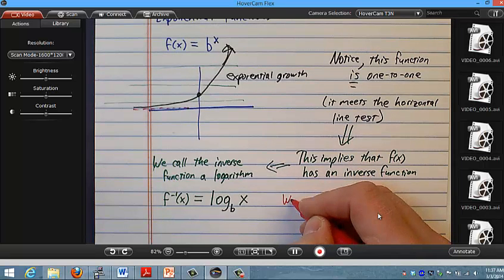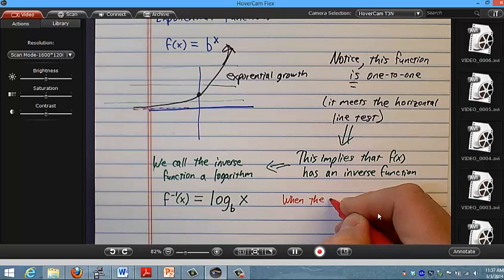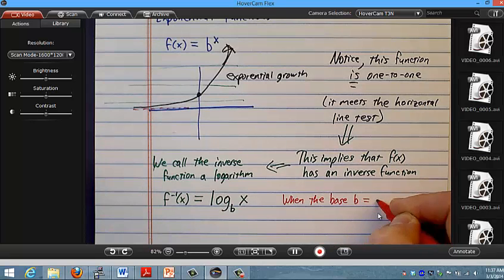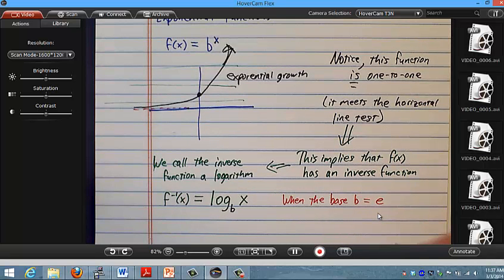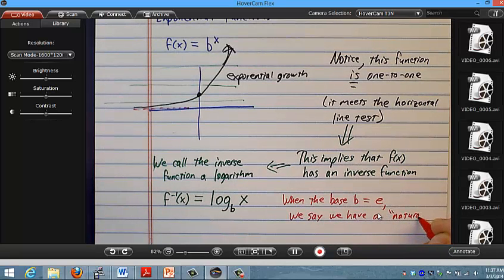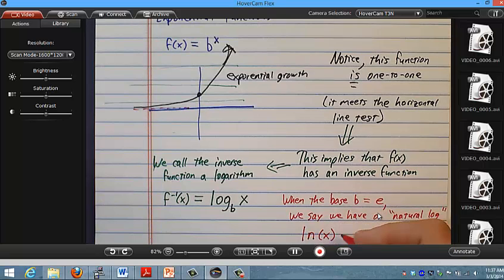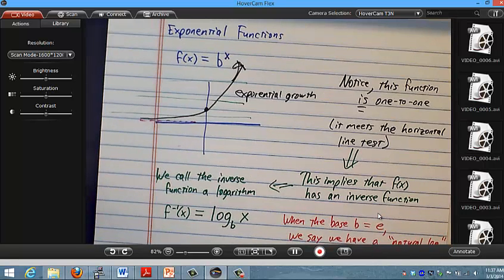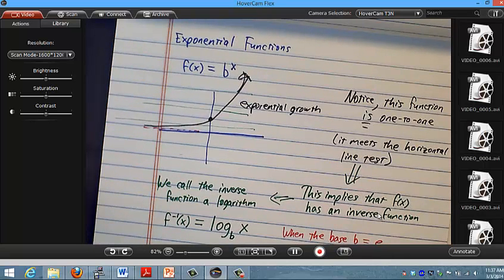One last thing maybe to say is when the base b is equal to e, we have a natural log. And you guys have heard of that before, right? The natural log? Okay. All that means is, if I write ln of x, just think Disney. It's just log base e, natural log. That's all it is. All right? So it's base e.